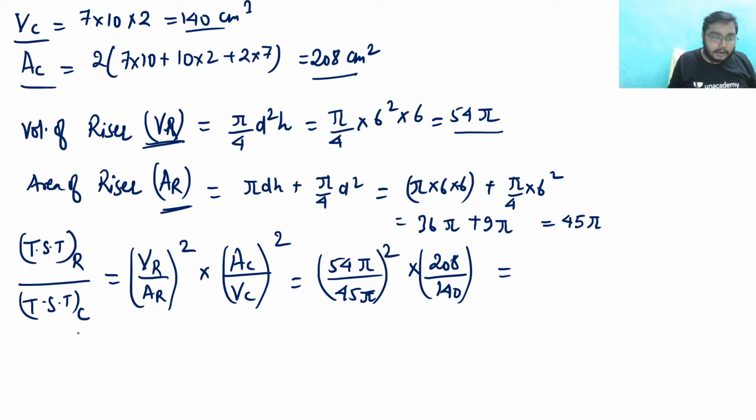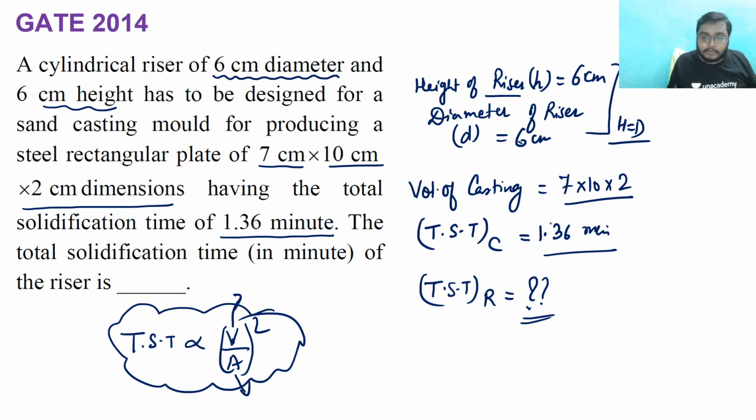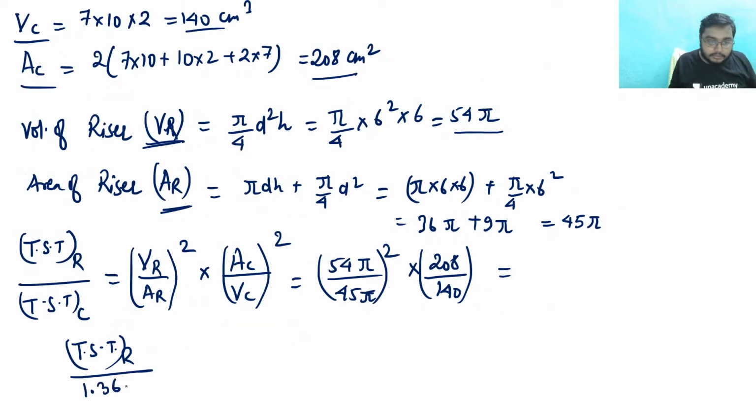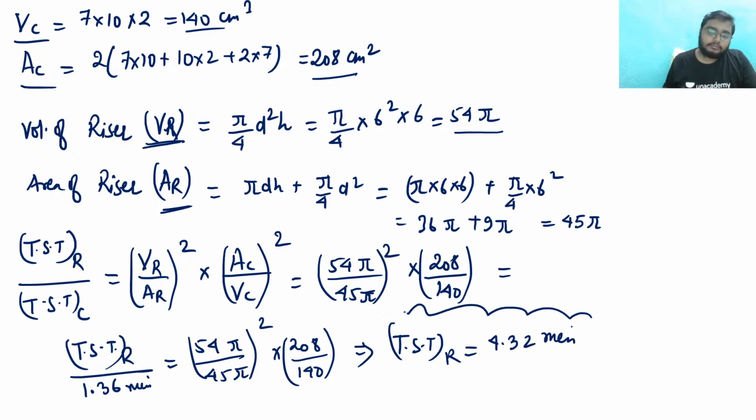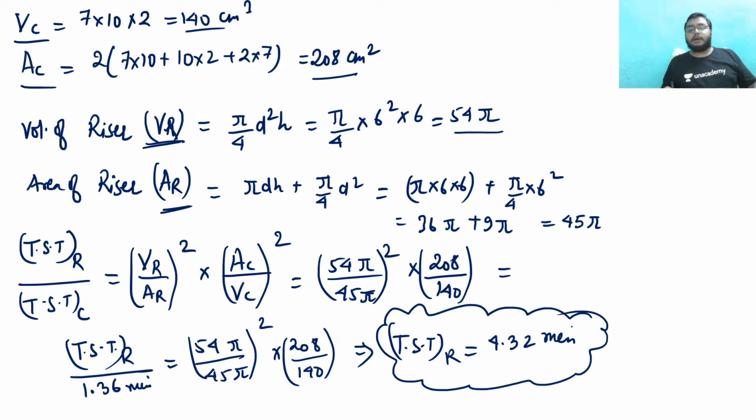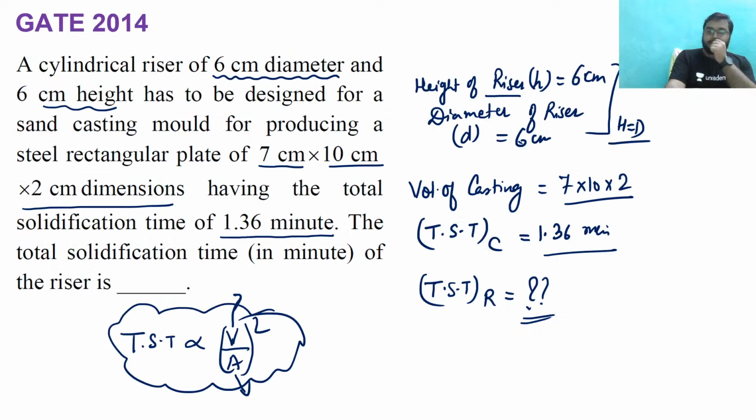And see here, this TST of R, I can write like that, TST of R by TST of casting. I know that total solidification time of casting is 1.36 minute. I will put it here, 1.36 minute, and this is equal to 54 pi by 45 pi, whole square, into 208 by 140, right? And from here you have to calculate total solidification time of riser. So let me calculate it here. Okay, so you are getting total solidification time of riser to be 4.32 minute. Any doubt?